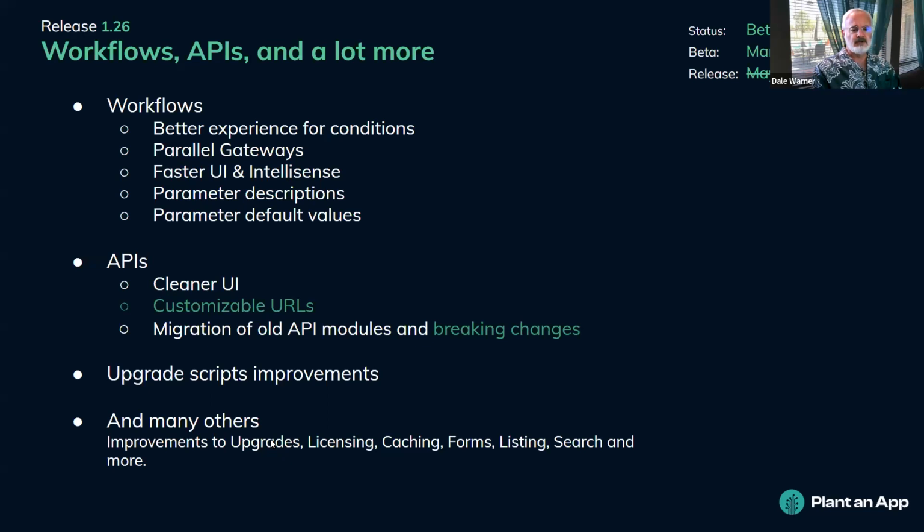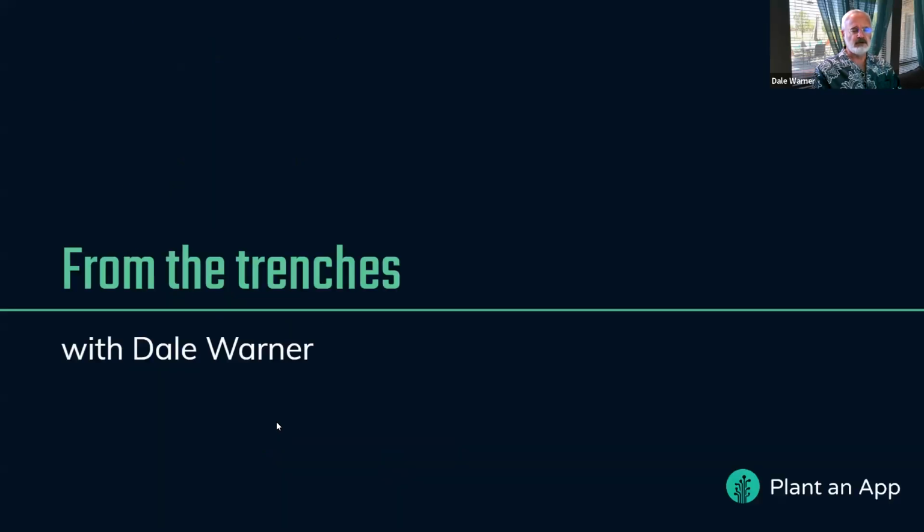And then I've got a couple of things highlighted here. We'll talk today, when we're getting into version 1.26, about customizable URLs, but also one of the breaking changes. That's going to be part of the topic of what we're going to do. But these are the main areas of improvement in this.